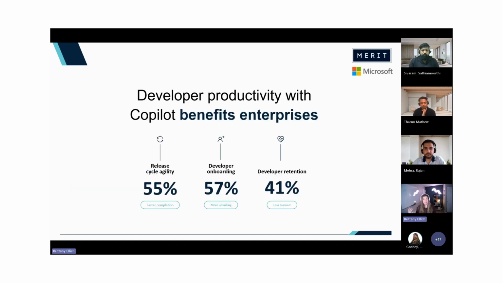It's also been found to be much better for enterprises. It increases release cycle agility, which means faster writing of code, faster getting things to production, and faster delivering features to customers. It makes it faster to onboard new developers, and it also keeps developers around more often than it did previously, which means overall less expense to enterprises from developer churn.